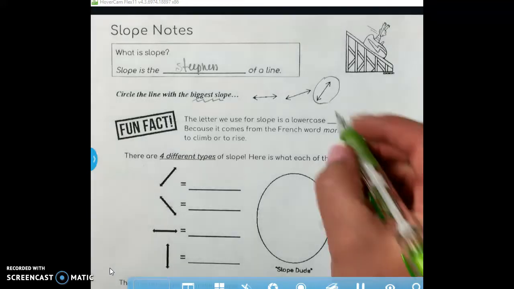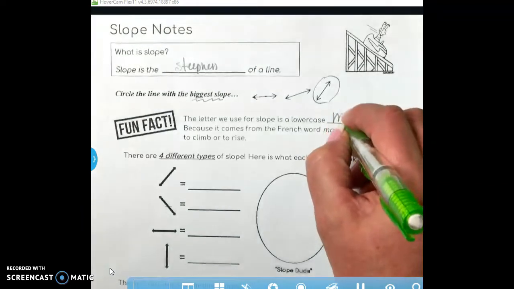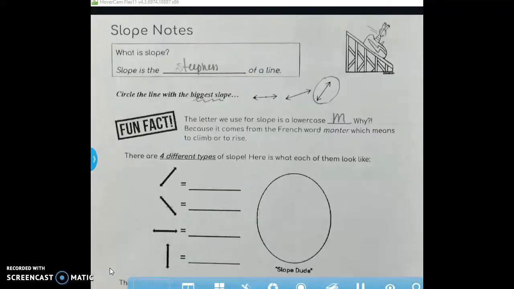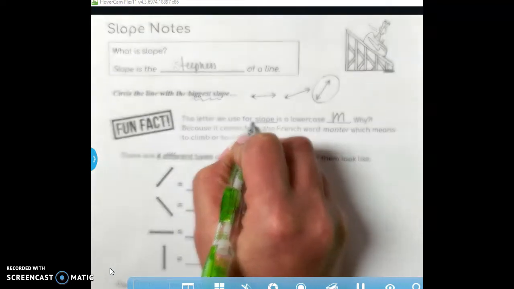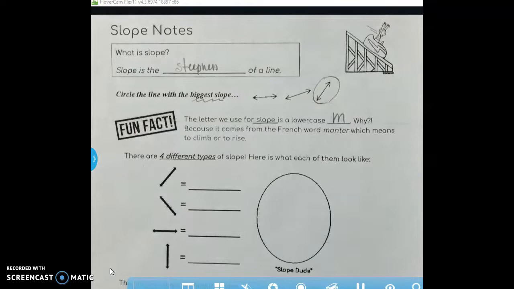We use a special variable, m, to represent slope. And the interesting fact is that it has to do with the French word monter, which means to climb or to rise. And that's what our lines are doing. They're climbing, they're rising. So this is a really interesting and fun fact.